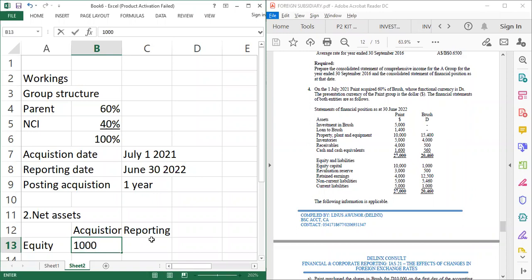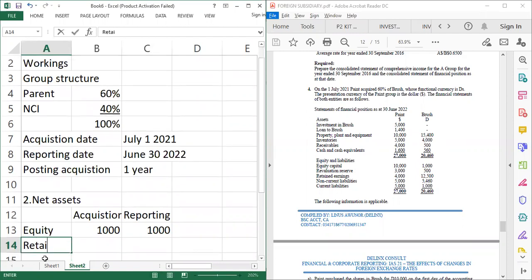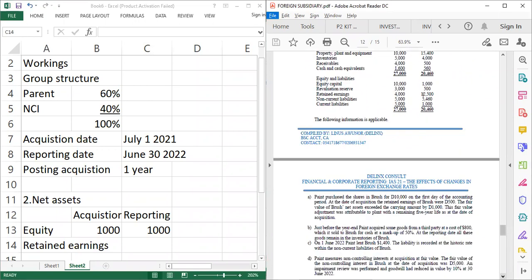$1,000. What happened is that we assume there is no additional issue of shares during the year. So the value they have at the beginning is the same value they have at the end. But for retained earnings, the question will always give you something about retained earnings for the year and retained earnings at acquisition, because the retained earnings figure here is the one at the beginning plus the profit for the year. So they have to tell us which part is at the beginning and which part represents the profit for the year. The additional information will always give you that.